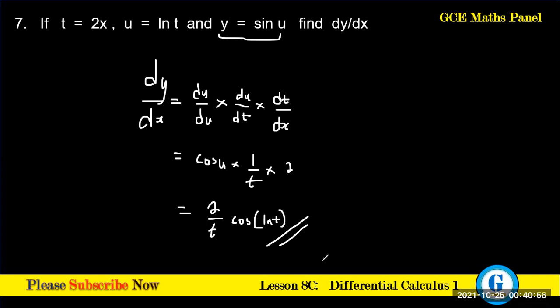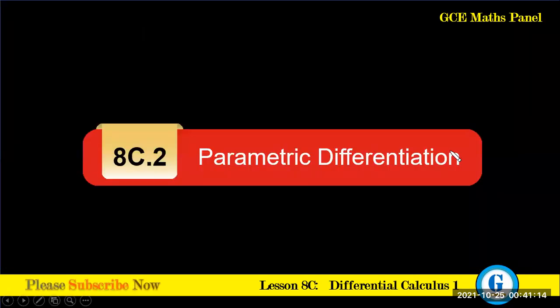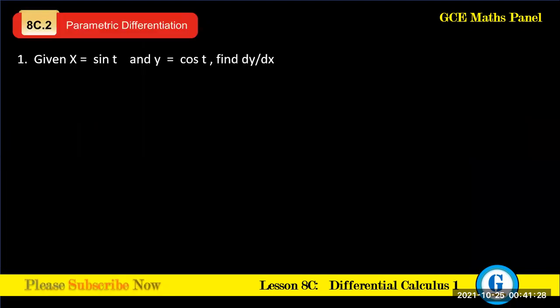Okay, let us look at the next part. We're now looking at parametric differentiation. So what happens when the function is given as parameters? That means, for example, x is a function of t and y is a function of t. Like we have just seen in the previous example where I applied chain rule. So what do we do for parametric differentiation? Let's look at this example. If x is equal to sine t and y is equal to cos t, find dy dx.